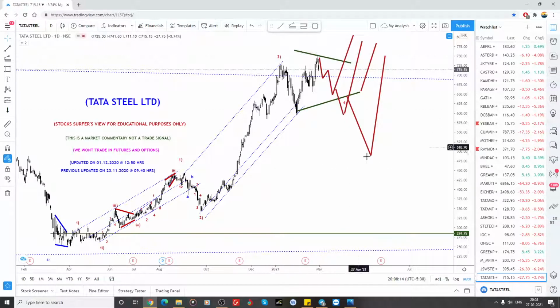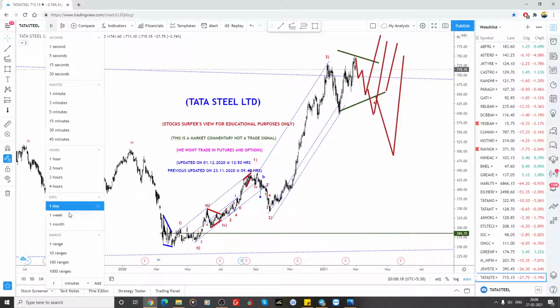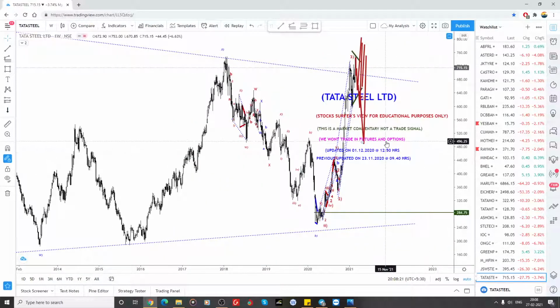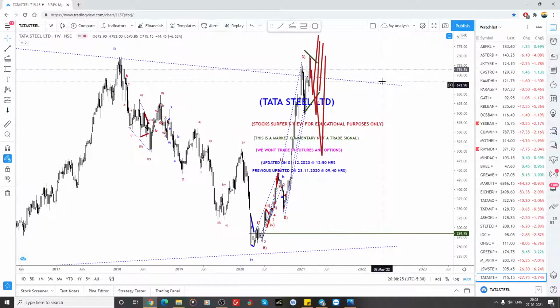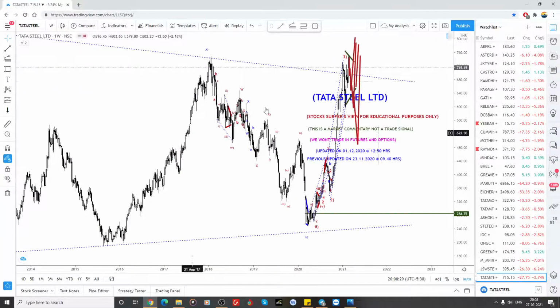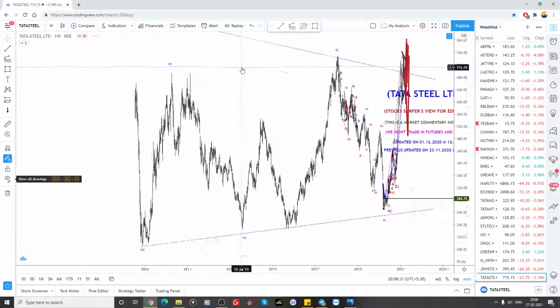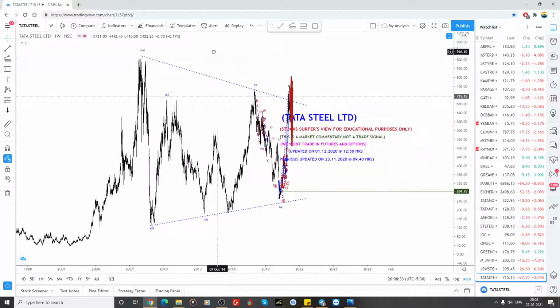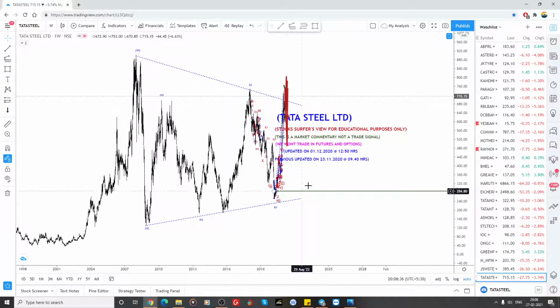After that, it's a W and X. A, B, C has to go above. But I'm looking only for that. If it comes down to nearly that 500 zone, I'm also expecting the higher zone. So it is still rejecting at this trend line. It looks like a bigger triangle.